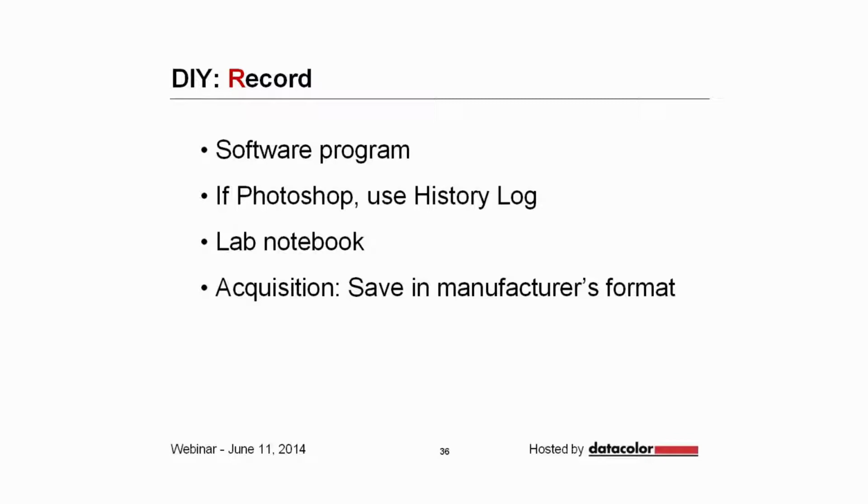You can use a lab notebook and hopefully not get distracted by the many things that occur in a lab, so that you don't forget to write something down. And then you can always save in the manufacturer's format. Proprietary formats usually contain within them the equipment settings, some of the exposure settings, camera settings and so on, so that's a good idea. And then you would save a second image as a TIFF file, and that's the file you would work on.